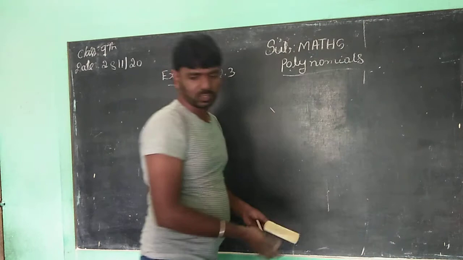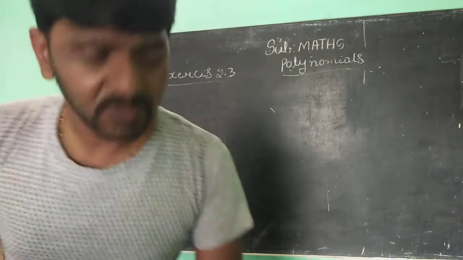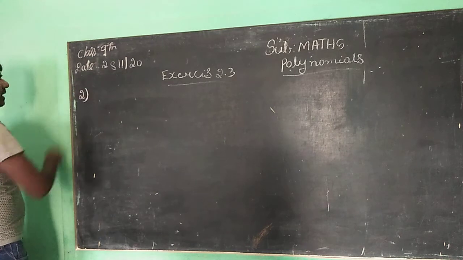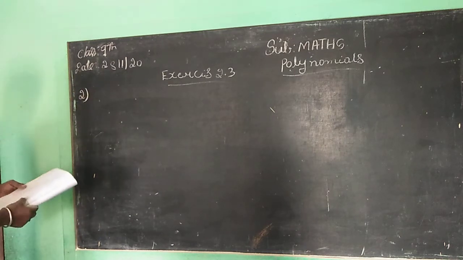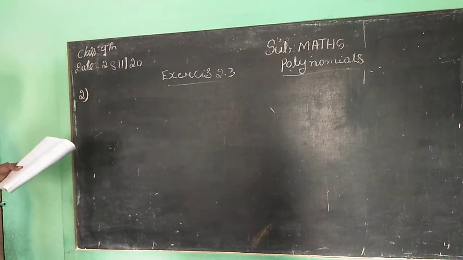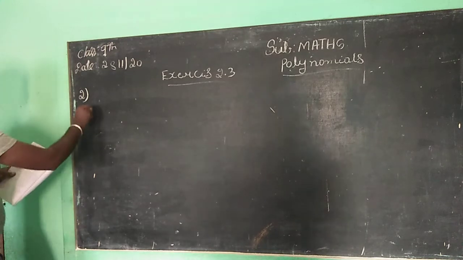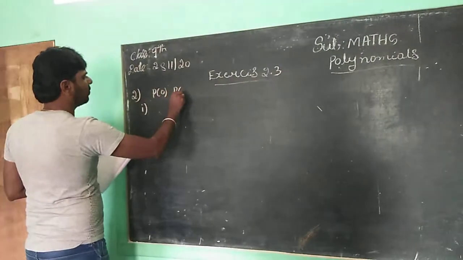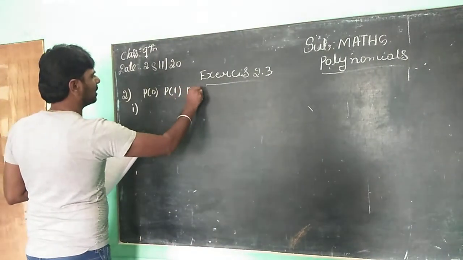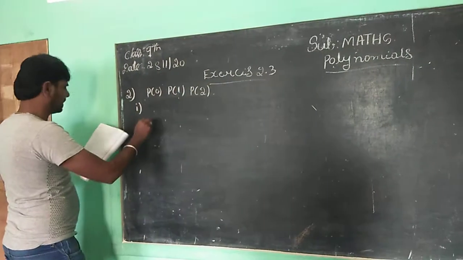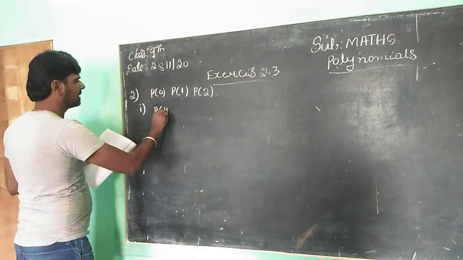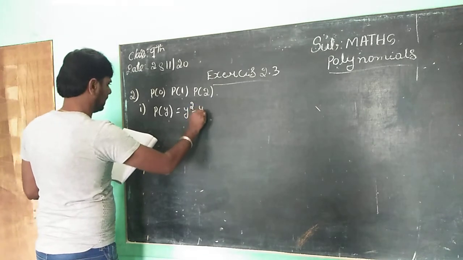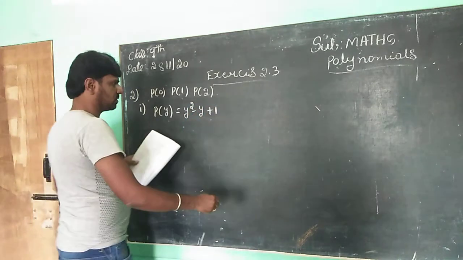Children, you want to take the next question. Find p of 0, p of 1, and p of 2 for each of the following variables. First question: p of y is equal to y square minus y plus 1.